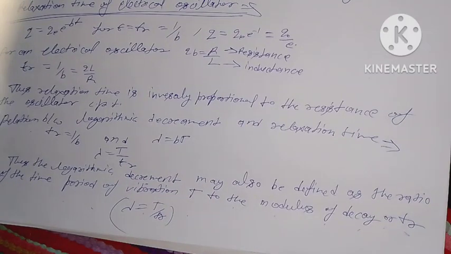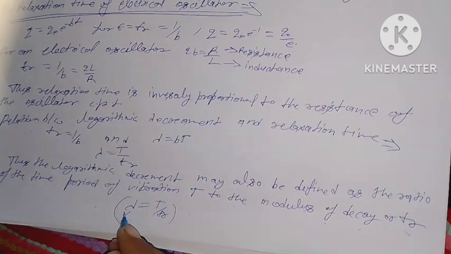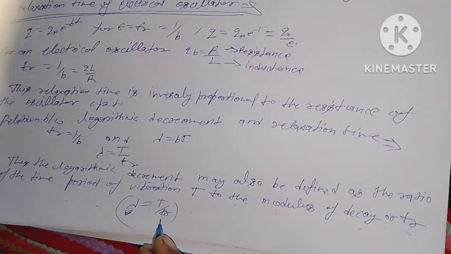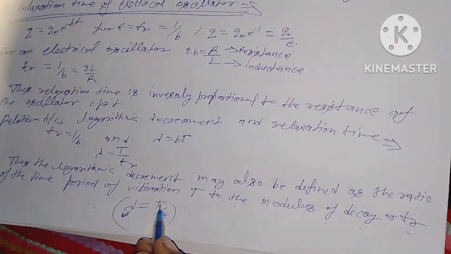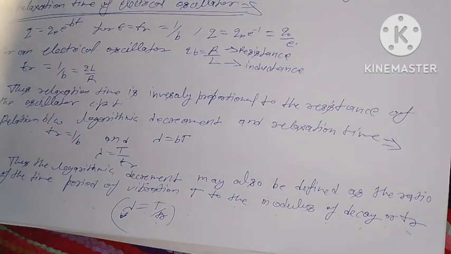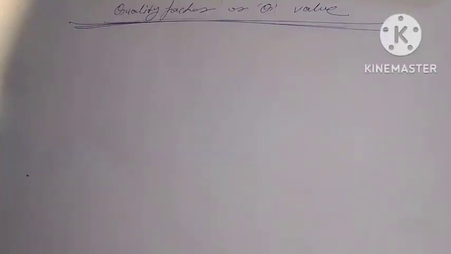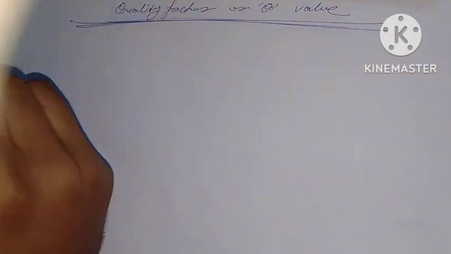Okay, that is the relation between the logarithmic decrement lambda and the relaxation time TR, and capital T is the time period. Next is the quality factor, or Q value.